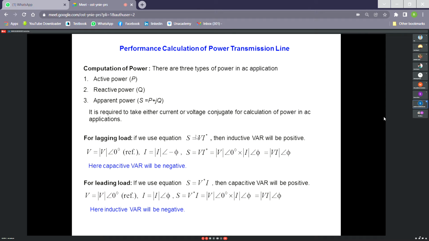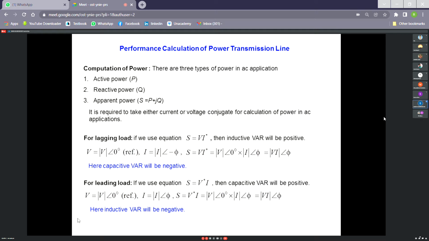If we take only VI, then the inductive VAR will come negative and the capacitive VAR will be positive. Then why do we take conjugate? What is the need of conjugate?